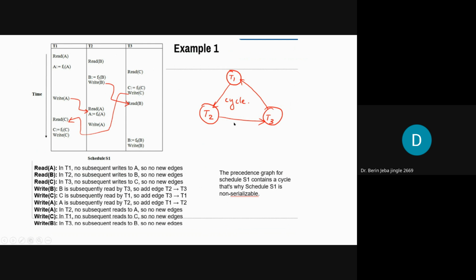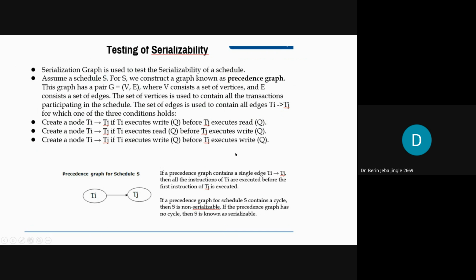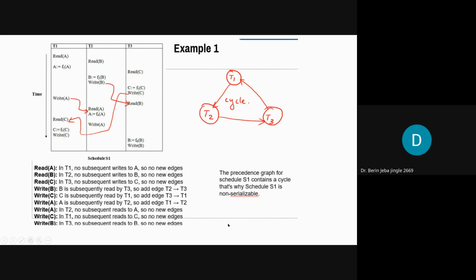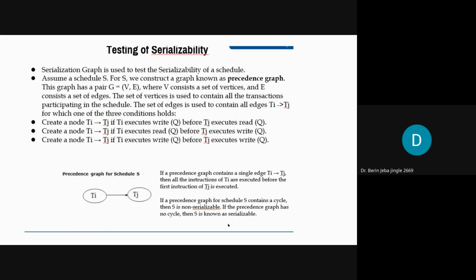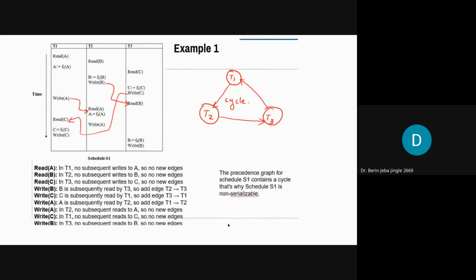If a cycle is formed here, as we studied already, if the precedence graph for the schedule contains a cycle, then S is non-serializable. If the precedence graph has no cycle, then S is serializable. So this is how we test for serializability.